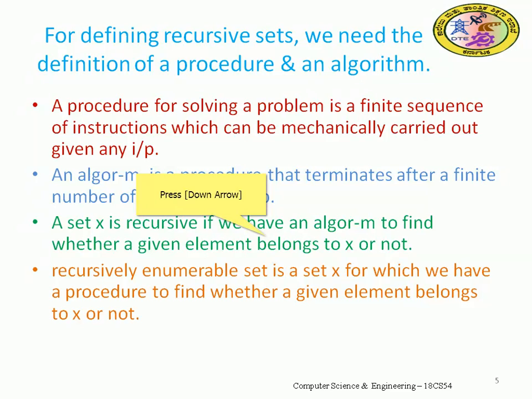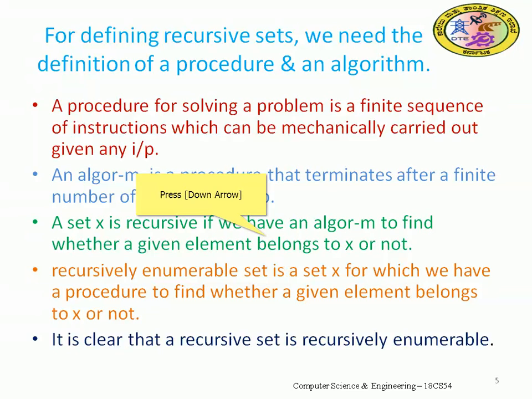A recursively enumerable set is a set X for which we have an algorithm to determine whether a given element exists or not, right? For a recursively enumerable set X, we want to find whether an element exists in that enumerable set or not. So that is a more elaborate way compared to the previous statement. So it is clear that a recursive set is recursively enumerable.